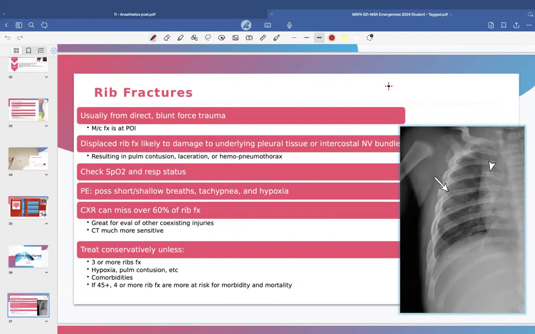See this in polytraumas more, they're hospitalized on a bed, have rib fractures, get pneumonia. They don't wanna take deep breaths. So you gotta make sure that you're working on enough pain control that they can continue taking their deep breaths.